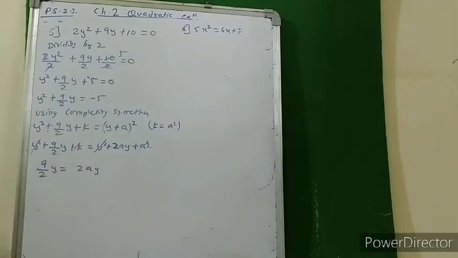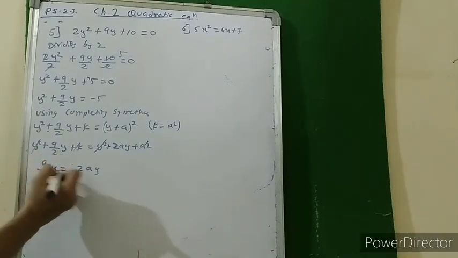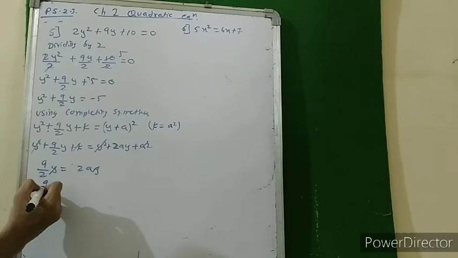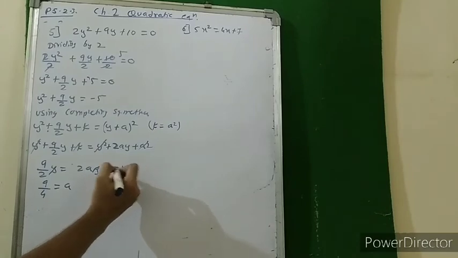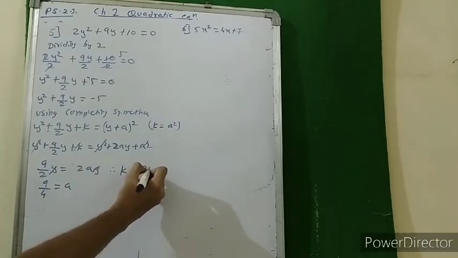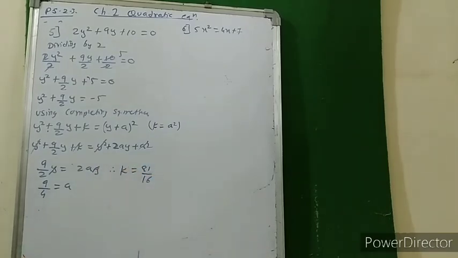So as we have a plus sign over here, y gets cancelled. 2 will come here and get divided. 9 upon 2 twos are 4 is equal to 8. Therefore k is equal to 9. Therefore 81 upon 16. Okay.